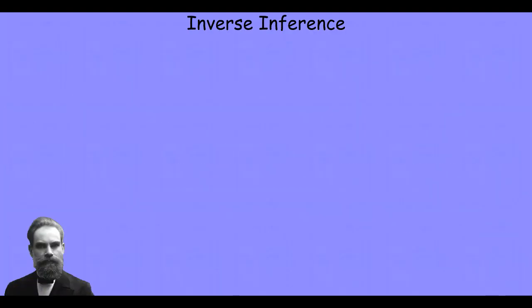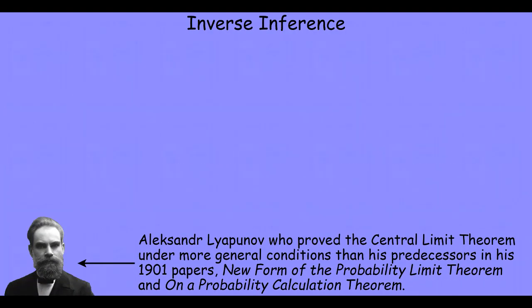Here we have Alexander Lyapunov, who proved the central limit theorem under more general conditions than any of his predecessors in two papers published in 1901, New Form of the Probability Limit Theorem and On a Probability Calculation Theorem.